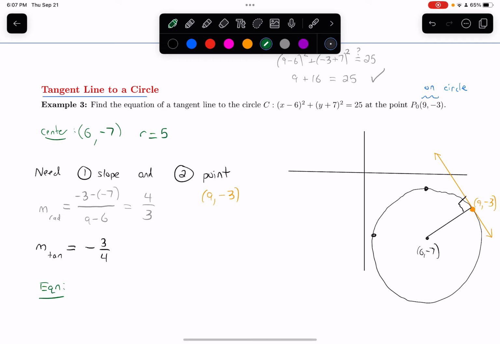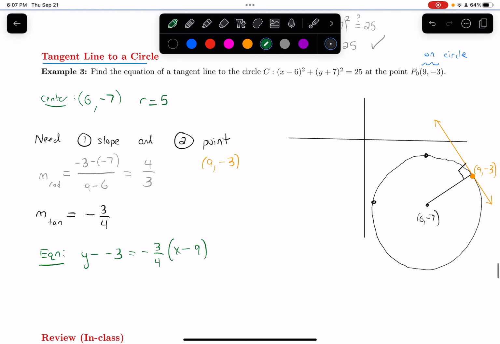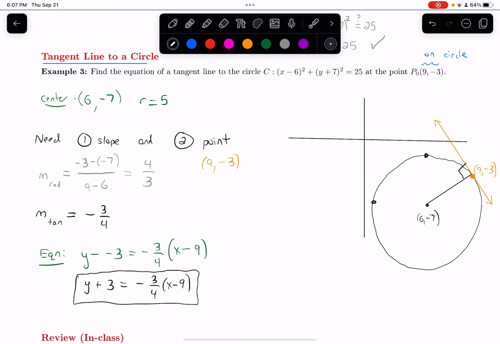Equation in point slope form is y minus the y coordinate of the point, which was -3, equals m, which is -3/4, parentheses x minus the x coordinate of the point, which was 9. Okay, let me just simplify that one step further, because a double negative is a positive. y + 3 = -3/4 (x - 9). And that's my equation. Totally fine to leave it in point slope form. So if the question doesn't say I need it in y = mx + b form, it's totally fine to leave it in point slope form. So I'm done.